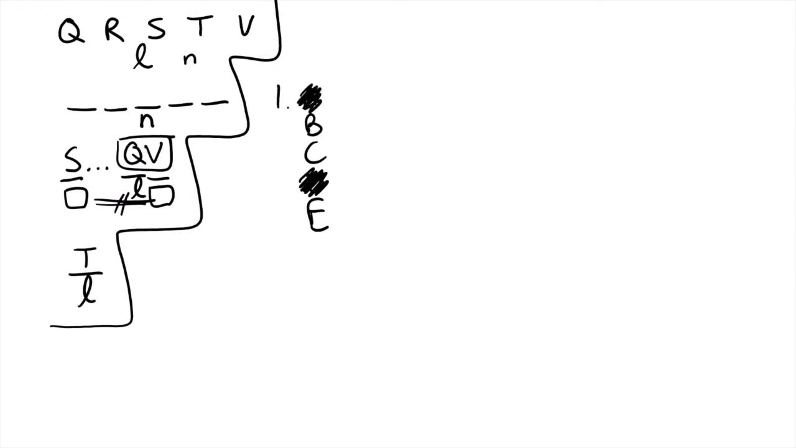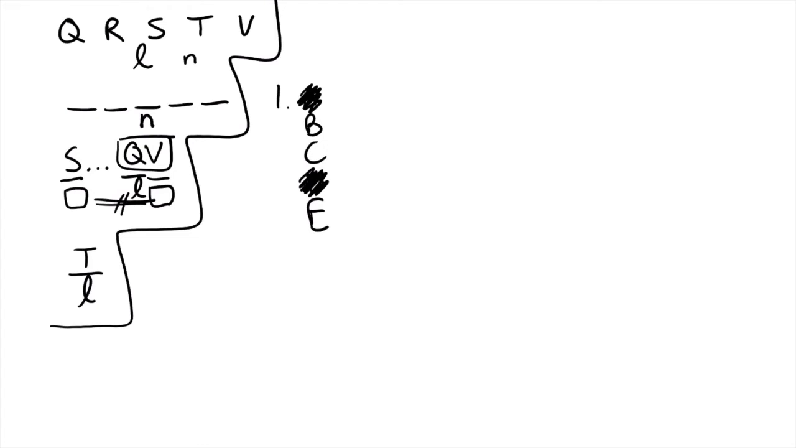B, I see S is before Q and V, and Q and V are next to each other. Q right before V, so that's good. C, S is before both Q and V, and Q is right before V, so that's also good. E, I see is also good in that respect. S is before Q and V, and Q is right before V. So now let's look for the other parts of that rule.